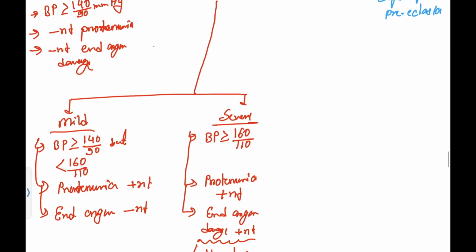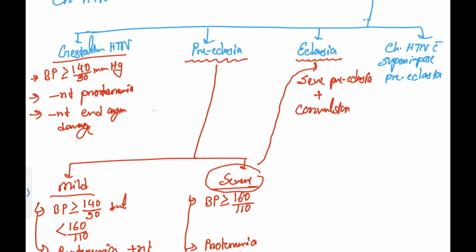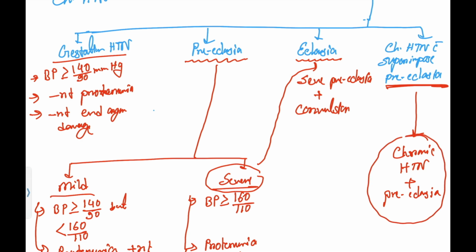Eclampsia means what? Eclampsia means severe preeclampsia, and when we can't manage properly, along with that the mother will be having convulsions. Severe preeclampsia plus convulsions, that too tonic-clonic seizure, will be considered as eclampsia. And what is chronic hypertension with superimposed preeclampsia? That means the mother was having chronic hypertension history before pregnancy, and along with that preeclampsia features also started. We will call it chronic hypertension with superimposed preeclampsia.